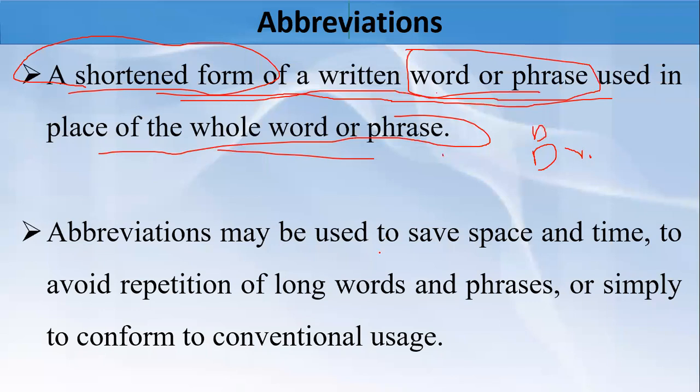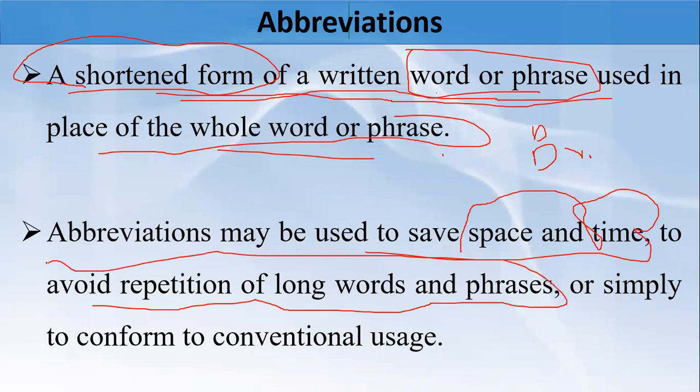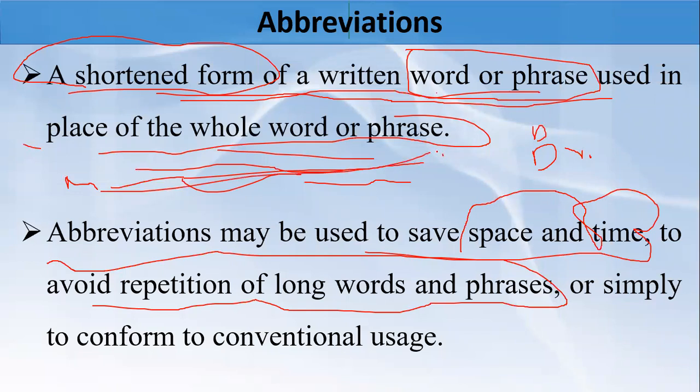Abbreviations may be used to save space and time, specifically time. Abbreviations are used to avoid repetition of long words and phrases. For example, if you want to write an essay on NAMAL, and you write the National University of Modern Languages has got qualified teachers, the National University of Modern Languages has got a library, the National University of Modern Languages is situated in Peshawar town. Again and again, repeating the same complete phrase leads to repetition and redundancy. So we go for the abbreviated form, NAMAL, the acronym, in order to avoid repetition.